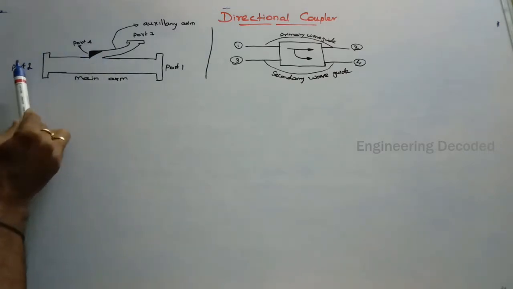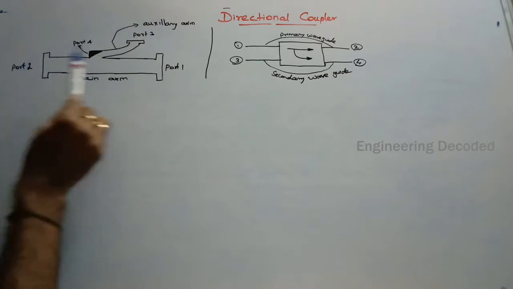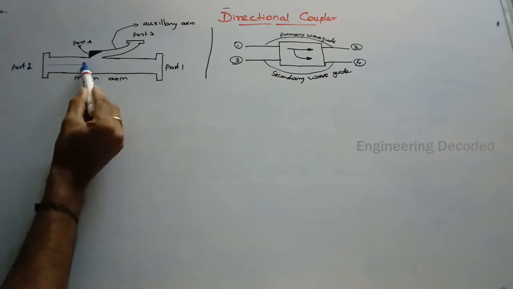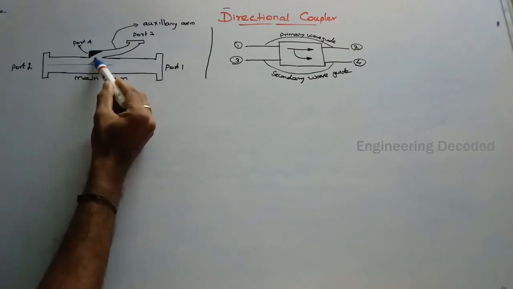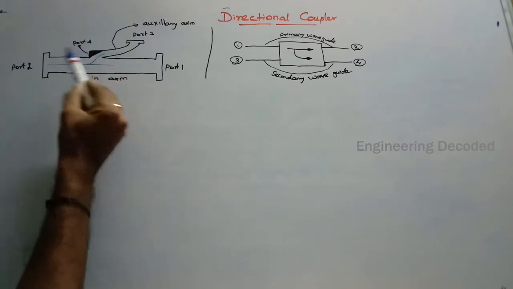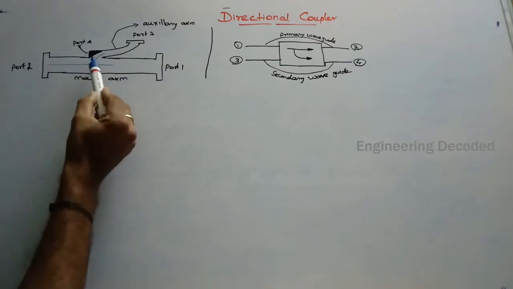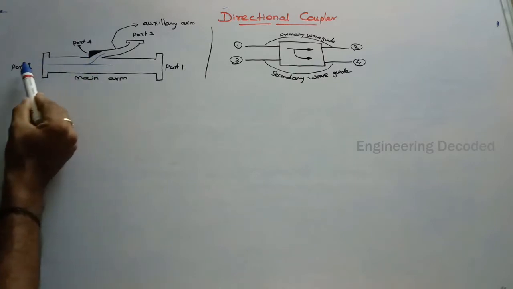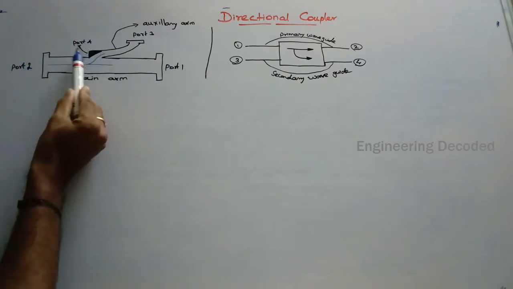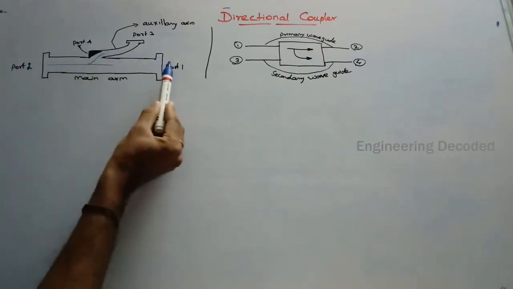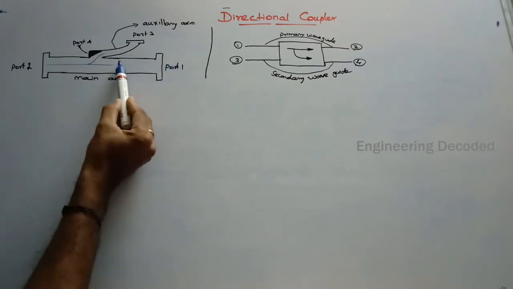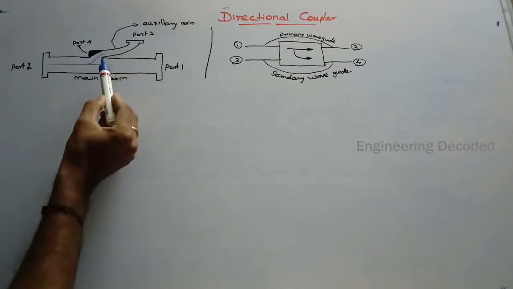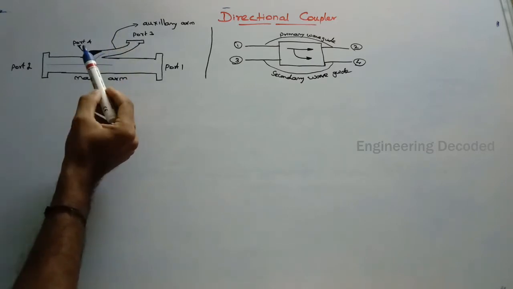Suppose you are passing a signal from port 2 to port 1, the signal will be coming in this direction, it will flow through this port also. So the signal that is applied through port 2 will flow across port 1 and 3. The signal applied through port 2 will not come out of port 4. Similarly, if we are applying a signal through port 1, it will come out of port 2 and port 4. Nothing will come out of port 3. So that's the main concept in directional coupler.